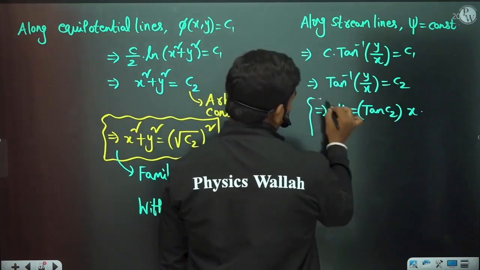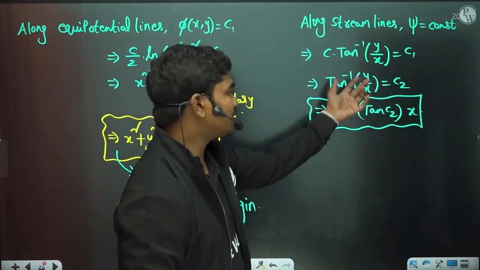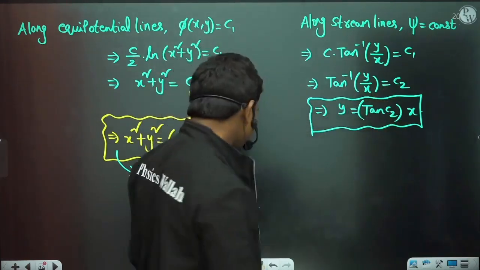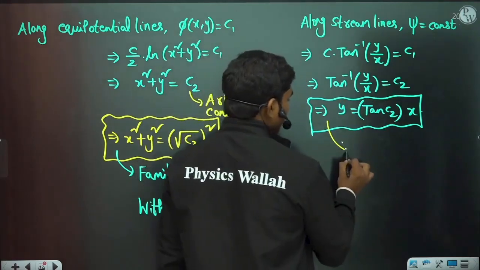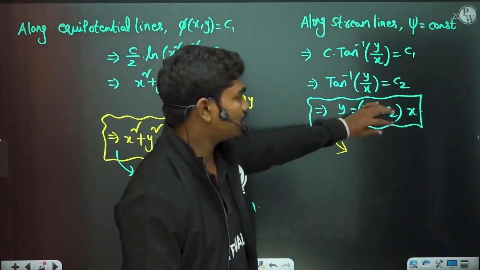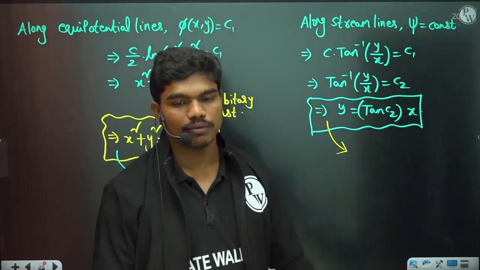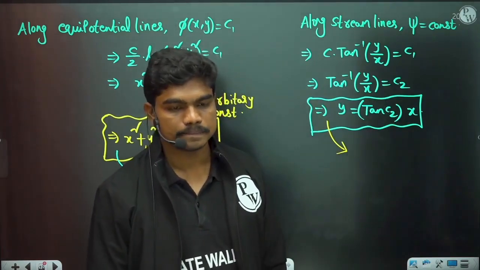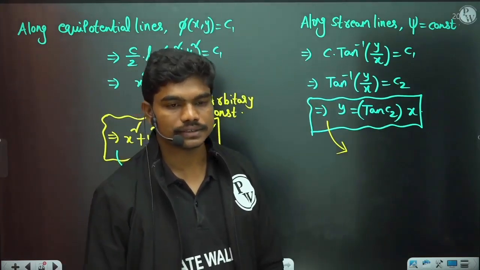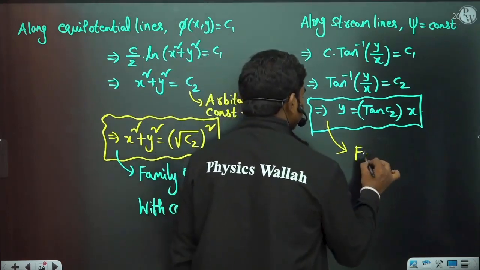So this is of the form y is equal to mx, correct? For different values of c2 you will get different values of this constant. So this is of the form y equal to some constant times x. So please tell me, what is this equation? This equation represents which curve? What is the geometry of this curve basically? If you plot this curve, what is the shape that you are going to get? Straight lines, correct? So these are a family of straight lines.